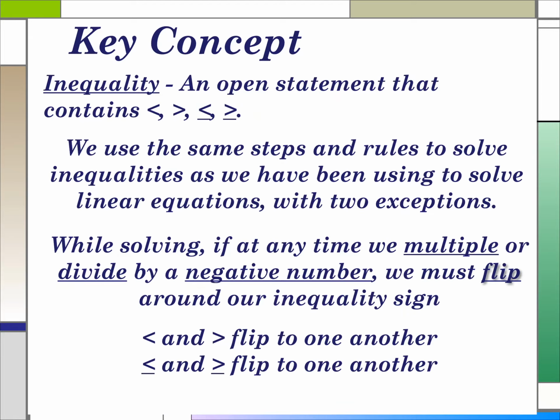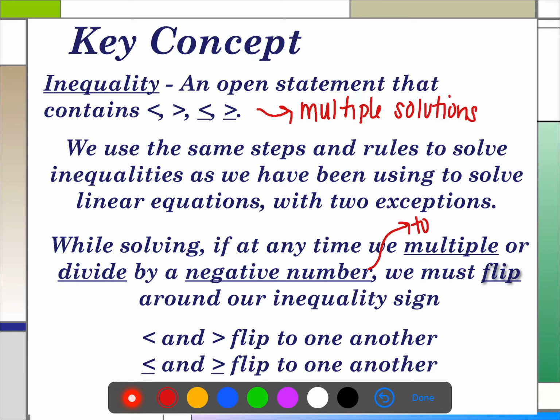The new rule that I was mentioning today: when you are solving inequalities, anytime that you multiply or divide a negative number to the other side of the equation, you must flip around your inequality symbol. So if it starts as a less than and you divide by a negative, you're going to make it into a greater than. The same thing if it is equal to. They will flip between each other.